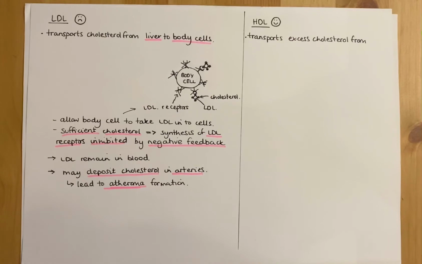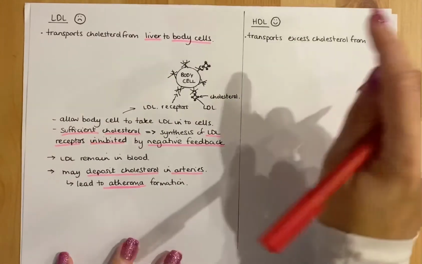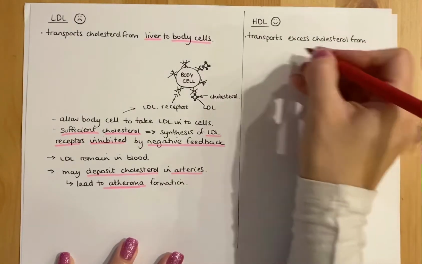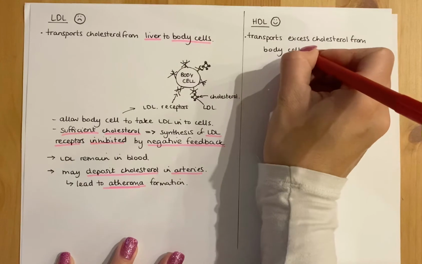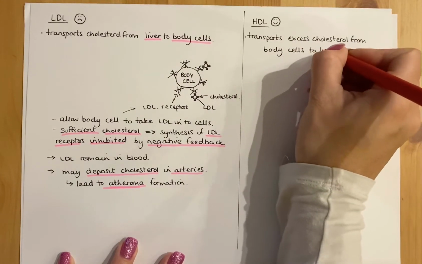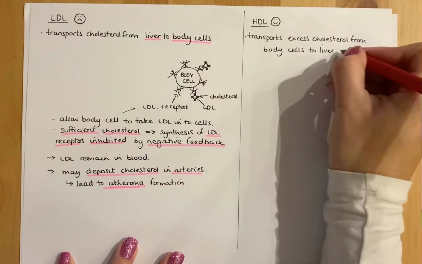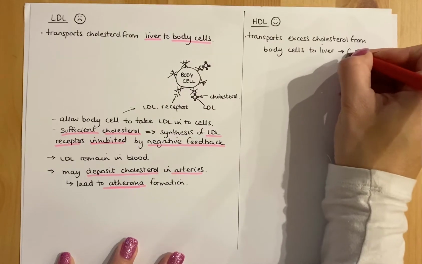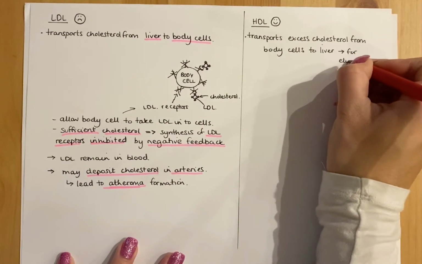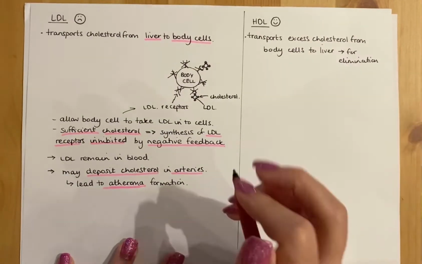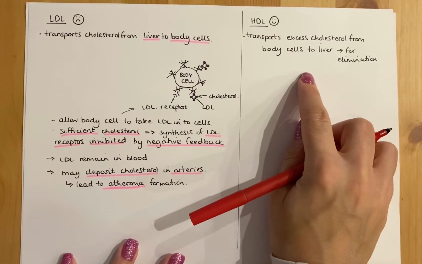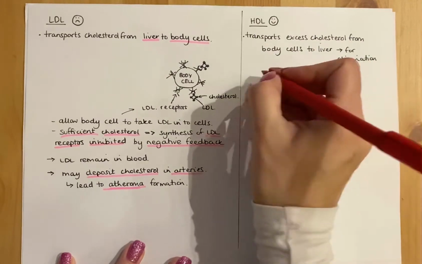Now the HDL is the one that basically stops this from happening, or tries to reduce the likelihood of this happening, because HDL will transport excess cholesterol from the body cells back to the liver. And there the liver will then eliminate it. So essentially get rid of it. Now for that reason then, because that HDL gets rid of the excess cholesterol, it prevents that buildup.